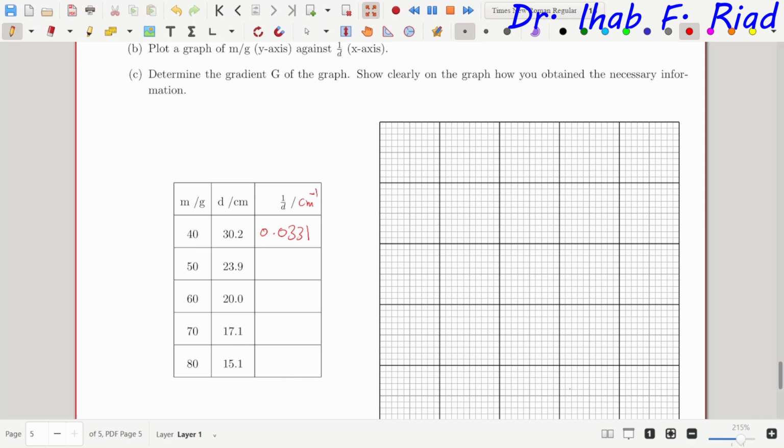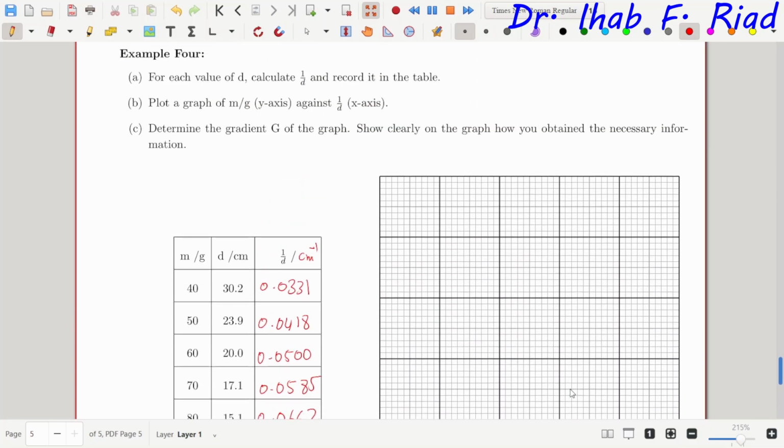For this one, the inverse of 23.9, I'm going to do it quickly. 0.0418. This one, 0.0500. Over here, 17.1, it is 0.0585. 15.1, 0.0662. Okay.